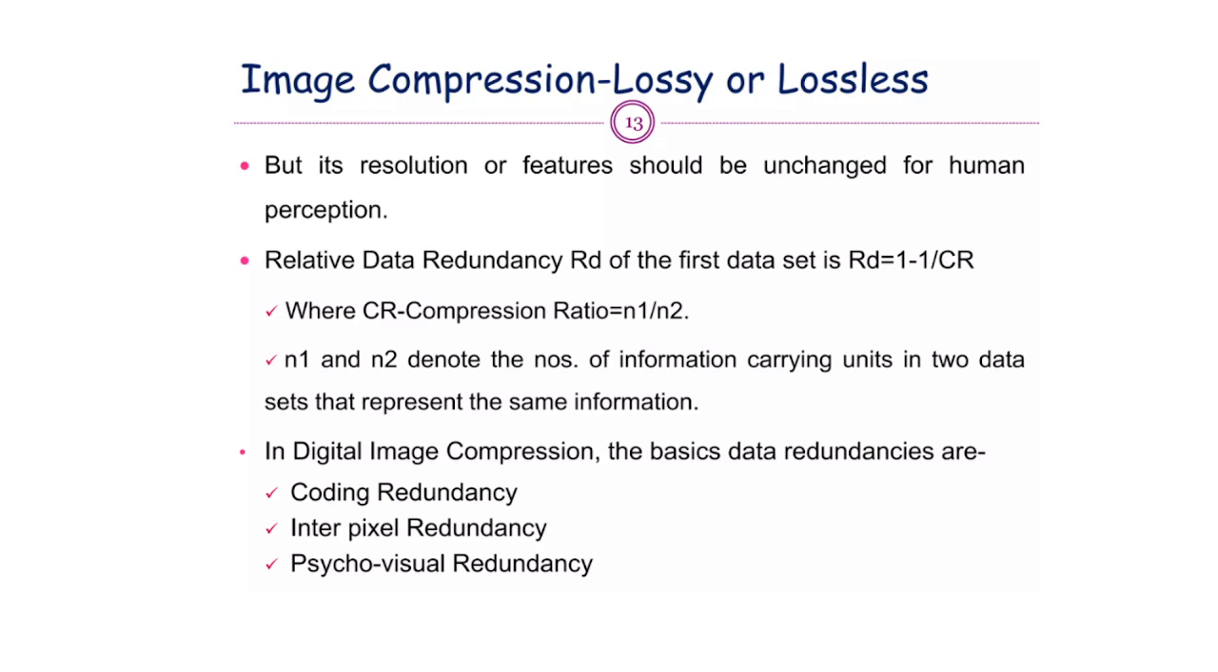So which one to choose for image compression, lossless or lossy? That depends on whether the resolution of features should be unchanged or only human perception matters. The relative data redundancy of the first data set is R_D equals 1 minus 1 over C. One of the main important things to consider in lossless or lossy compression is the data redundancy. Anyway, we have to remove some of the pixels in the image, and what we remove for compression is based upon the redundancy of the pixels.